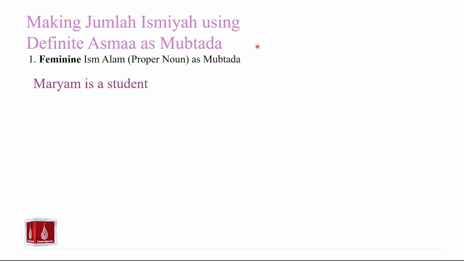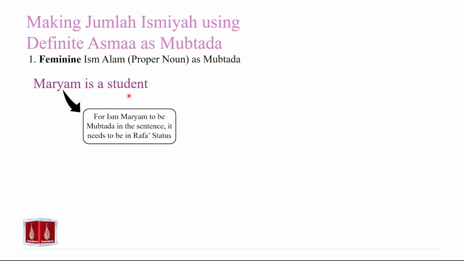Next, we will study making jumla ismia using mubtada that is feminine. For mubtada, we will again be using a proper noun or ism alam. The first example that we have is Maryam is a student. In this sentence, Maryam is the subject or mubtada and student is the khabar. So first of all, for ism Maryam to be mubtada in the sentence, it needs to be in rafa status. So let us construct ism Maryam in Arabic.